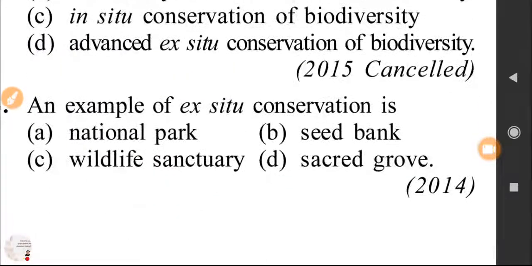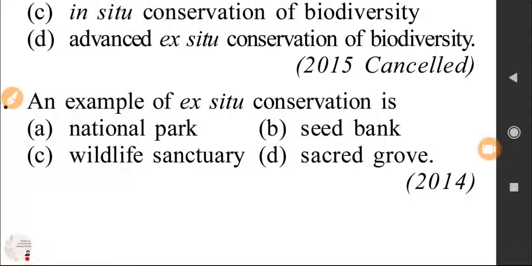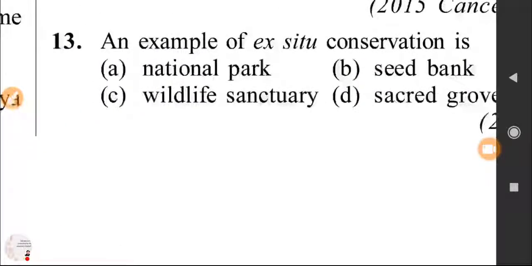Next is an example of ex situ conservation. It is simple, I already explained it, so now you have no confusion. Seed bank is an example of ex situ conservation, while national park, wildlife sanctuary, and sacred groves are all examples of in situ conservation.